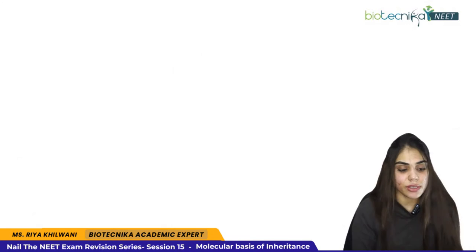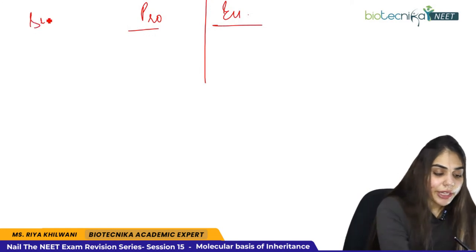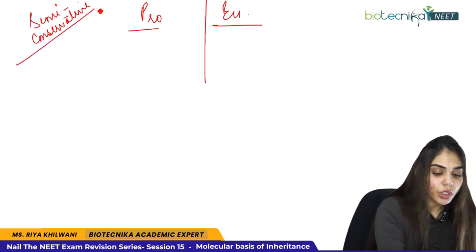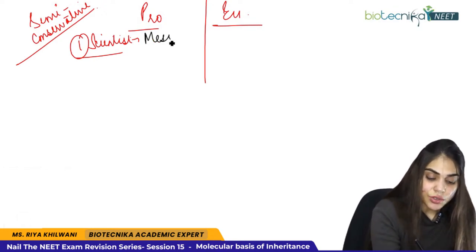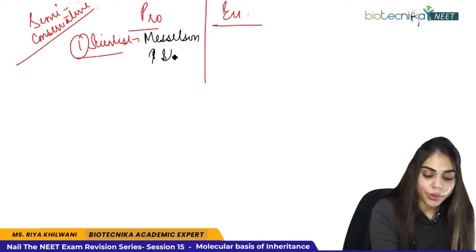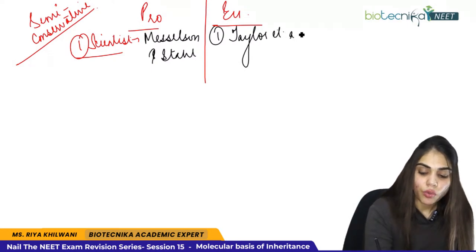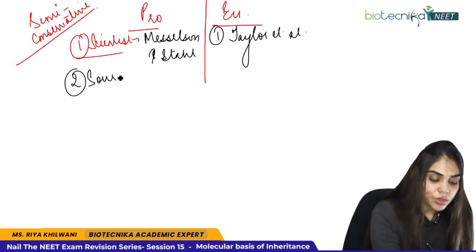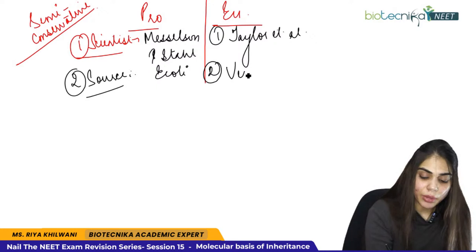So you can have three differences here, in prokaryotes as well as in eukaryotes. We are going to make a tabulation for the semi-conservative mechanism of DNA replication. Firstly, the scientist's name: who proved this? For prokaryotes, Meselson and Stahl. For eukaryotes, it was proven by Taylor et al. What source organism did they use for their study? They used E. coli, and here they used Vicia faba.